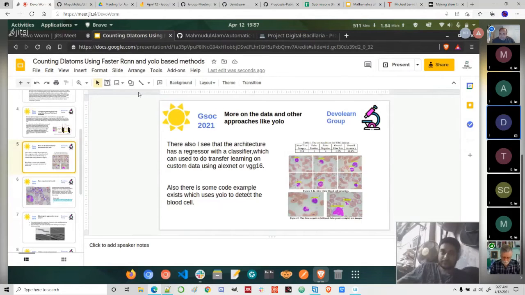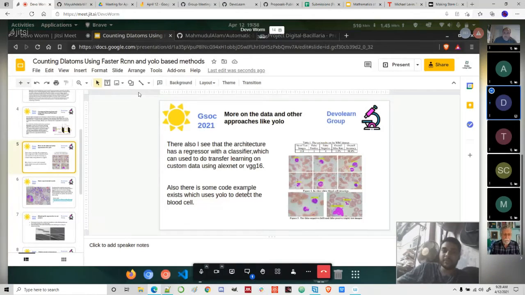That's where you're doing transfer learning on custom data using AlexNet or VGG16. Okay. And that is the approach I found from the research paper. There is no implementation or open source code, but they have a regressor with a classifier. So first it will classify all the blood cells, and after that the regressor will count the number of blood cells. Okay.